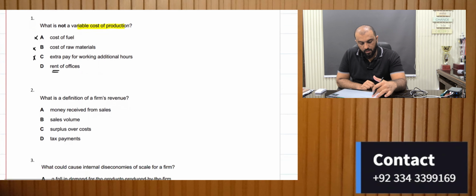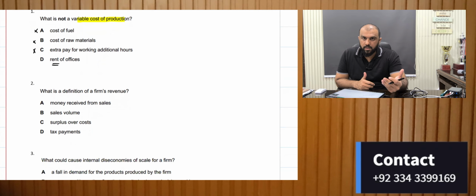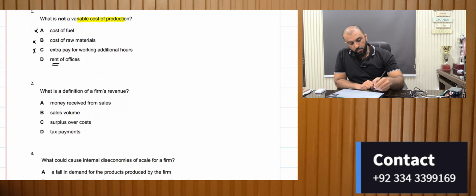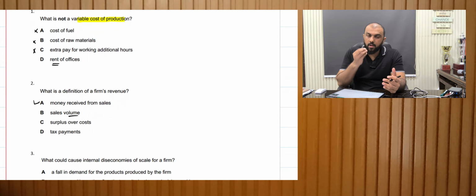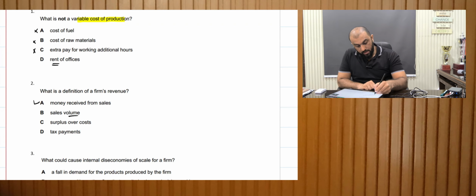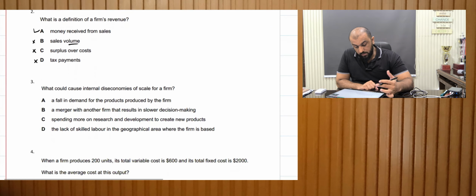Easy peasy. What is the definition of a firm's revenue? A firm's revenue is basically the money earned by selling goods and services. So money received from sales. Sales volumes basically mean number of units, the quantity of units sold. Surplus over cost, that's basically profit. Tax payment, incorrect.